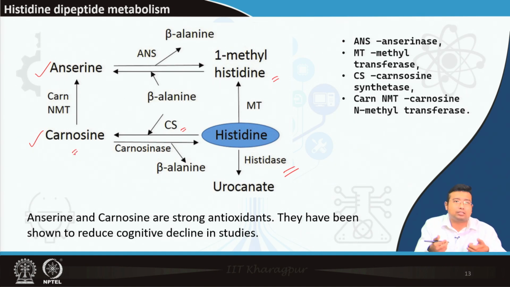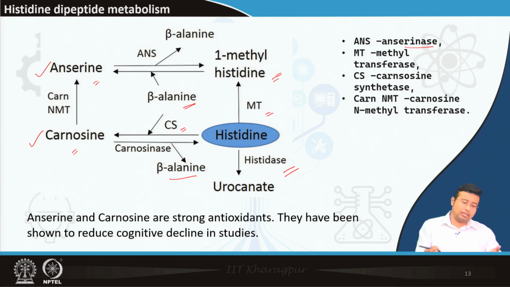Carnosine N-methyl transferase, again play of one carbon, forms anserine. Anserinase degrades it into 1-methyl-histidine. Again, histidine can be converted to 1-methyl-histidine by a methyl transferase. One very important thing to know is you are seeing a role of an amino acid which we discussed as a variant of alanine when we were discussing alanine, that is beta alanine, right. So beta alanine plays a role in histidine dipeptide metabolism.